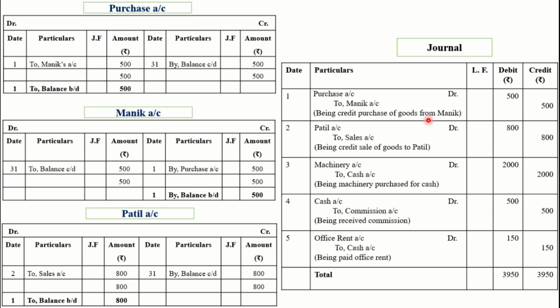There is no other transaction where we observe the Patil account. That's why to balance both the sides, as we recorded to sales account on debit side, to balance the credit side, we need to add the carry down entry. That is 31st, by balance carry down 800. Now both sides are equal, 800, 800. Opposite to the carry down entry, we need to write down to balance brought down 800. This is the Patil account ledger.